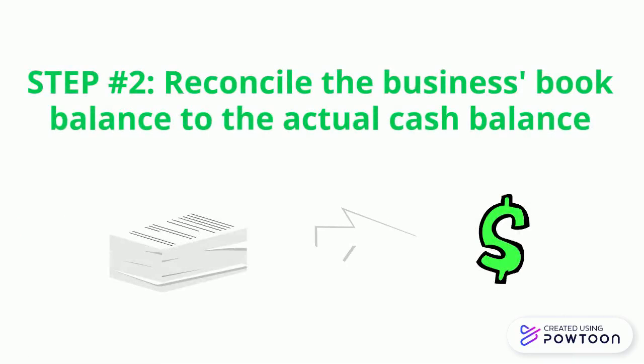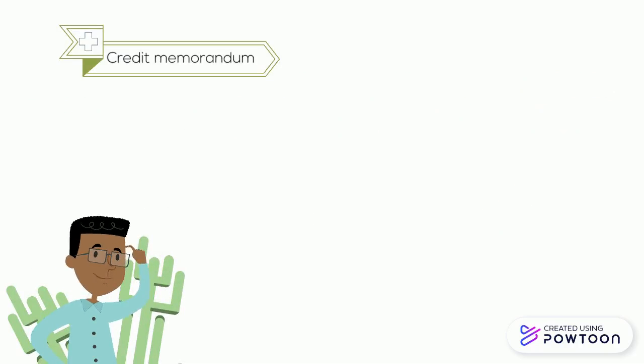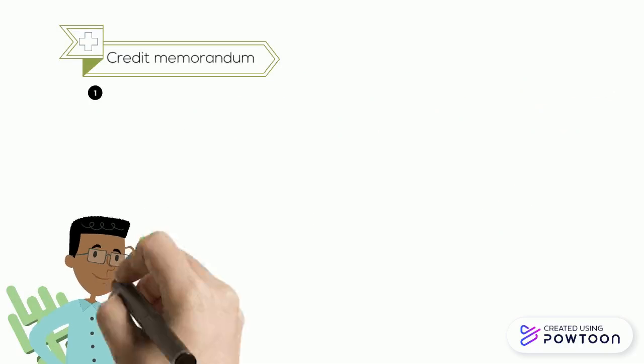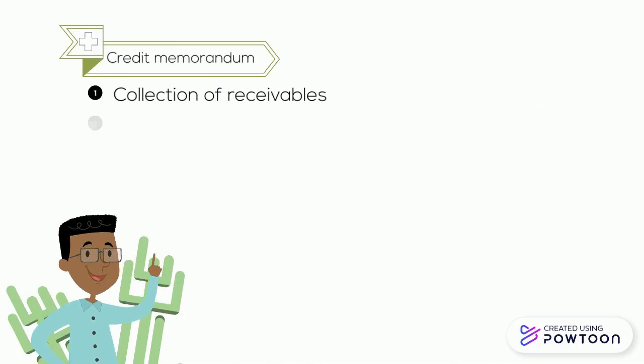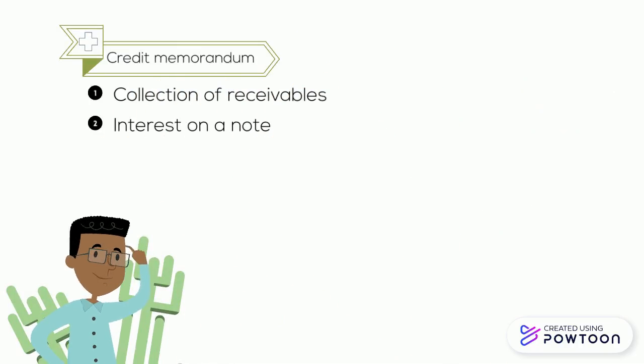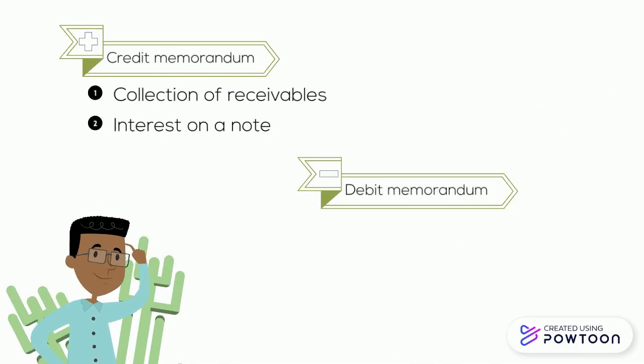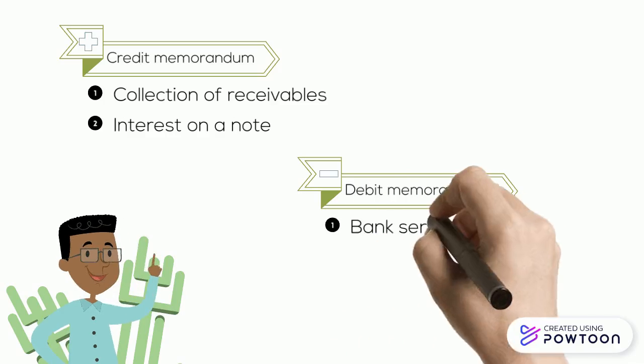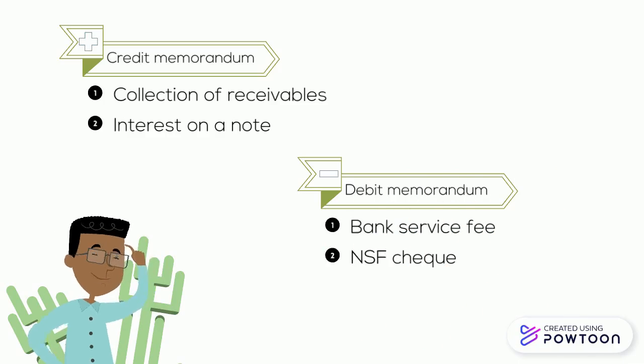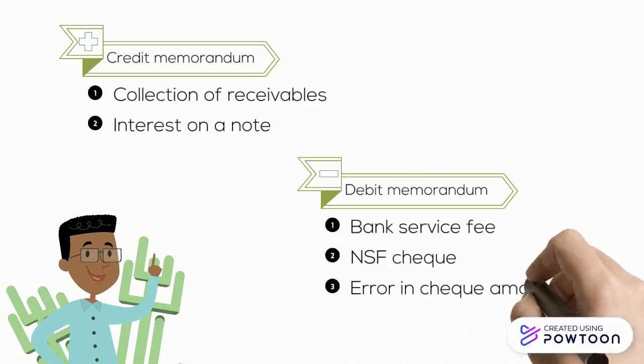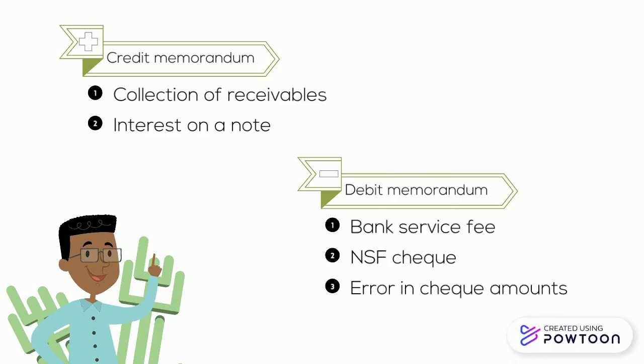The next step in the process is to reconcile the business's book balance to the actual cash balance. In order to do this, Jeff must add any credit memorandum, such as the collection of receivables or interest on a note. Jeff must also deduct any debit memorandum, such as a bank service fee or a non-sufficient funds check. Any error on check amounts should also be deducted.